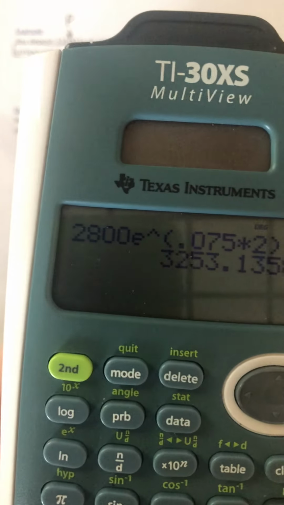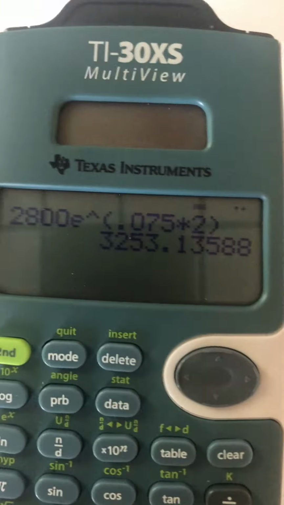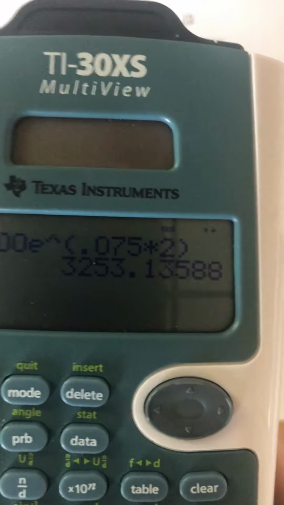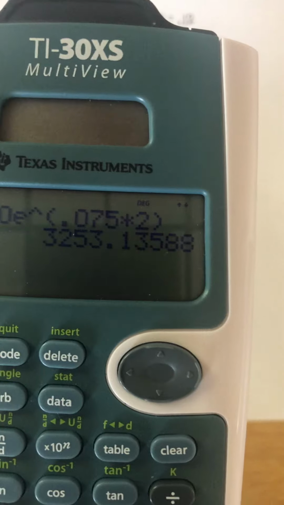Again, we want to round it to the nearest cent. So this is going to be $3,253.14 because the third digit was a 5, and we're going to round that 3 up to a 4.